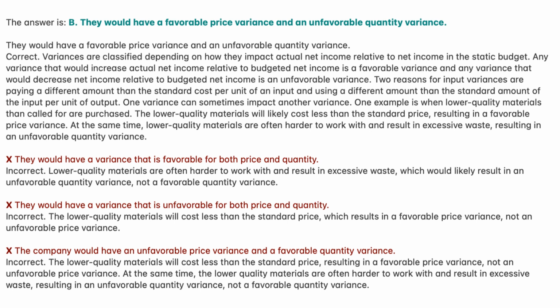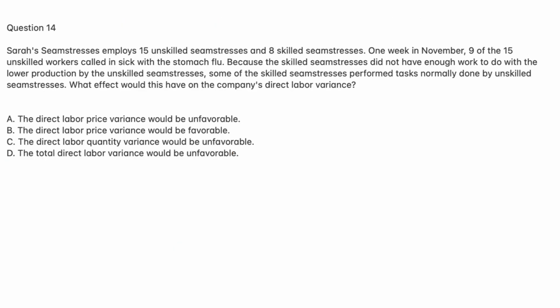Two reasons for input variances are paying a different amount than the standard cost per unit of an input and using a different amount than the standard amount of the input per unit of output. One variance can sometimes impact another variance. One example is when lower quality materials than called for are purchased. The lower quality materials will likely cost less than the standard price, resulting in a favorable price variance. At the same time, lower quality materials are often harder to work with and result in excessive waste, resulting in an unfavorable quantity variance.